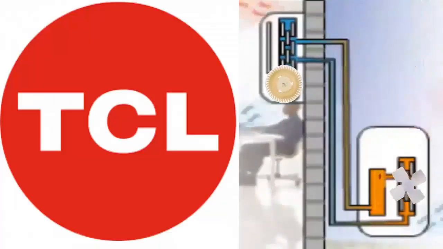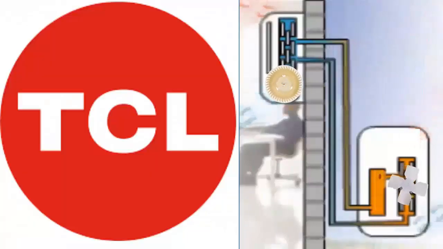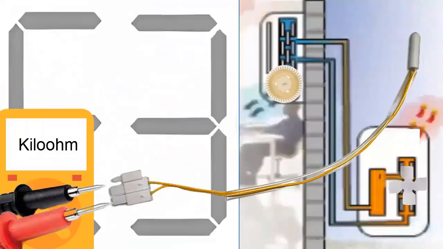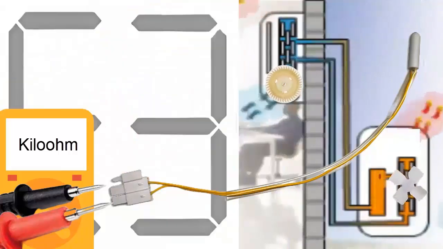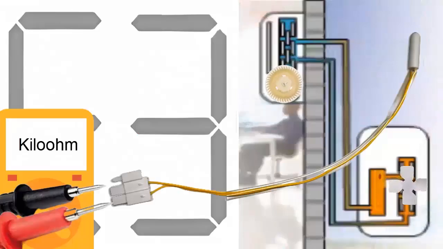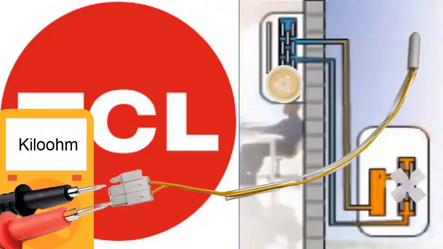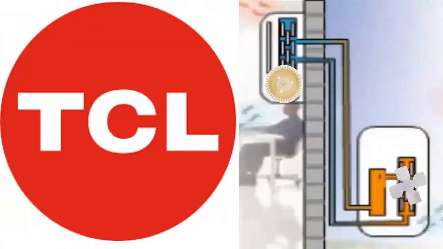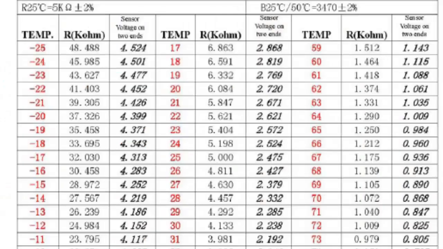7. For example, in many units, at a temperature of 25 degrees Celsius, the resistance should be approximately 5 kilohms. However, refer to the resistance temperature table in the TCL unit's manual and compare the multimeter's resistance reading with the table. If the resistance is outside the normal range, the temperature sensor is defective and should be replaced.